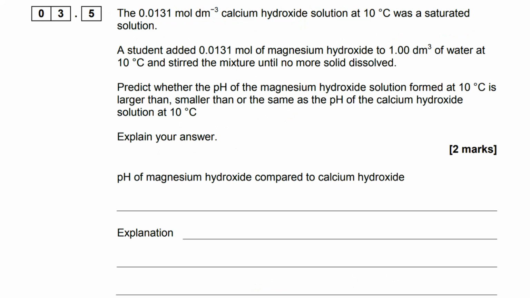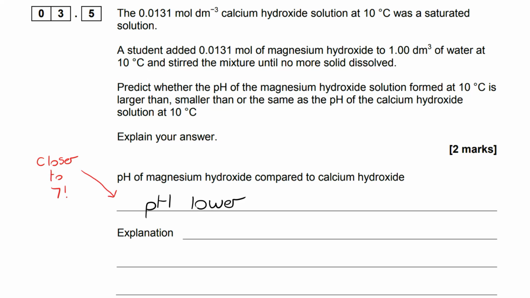We then move on once again. We've got another acid-base themed question, so there's quite a lot that's being thrown at you here. And we want to know what the pH of magnesium hydroxide would be compared to calcium hydroxide. Now the pH is going to be lower. It's going to be closer to 7. And the reason for that is that magnesium hydroxide is a weaker base than calcium hydroxide.